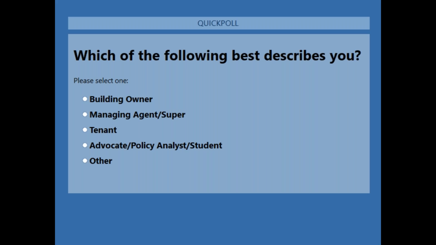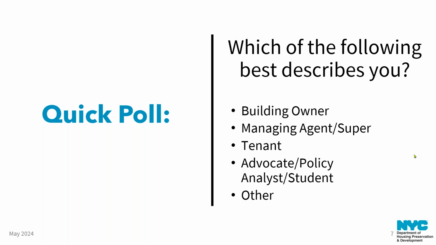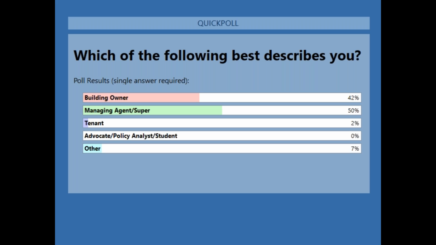Okay, I see nearly half of you have voted at this point. Two-thirds have voted. Three-quarters. And okay, let's go ahead and share the results and see how everybody did.